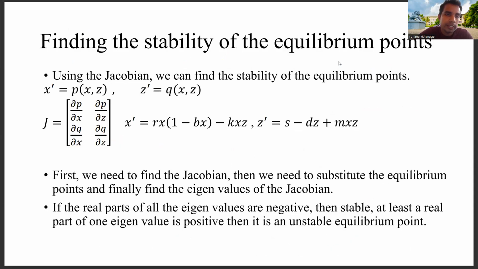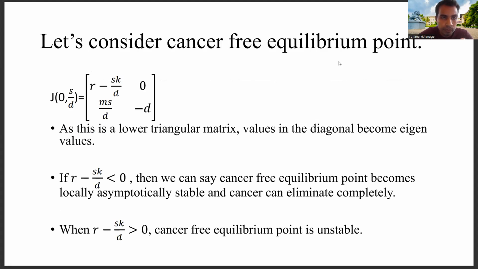So now we are going to discuss the stability of the equilibrium point. First we need to calculate the Jacobian matrix. Then we find the eigenvalues by substituting that equilibrium point into the Jacobian. If we consider the cancer-free equilibrium point, as it is a lower triangular matrix, we can use the diagonal entries as the eigenvalues.